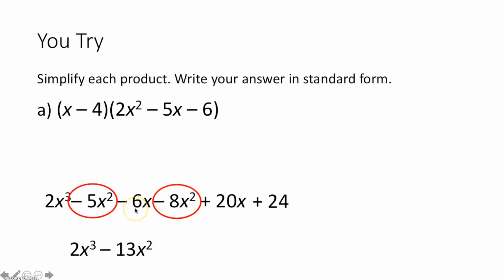The negative 6x, we can combine with the 20x. Negative 6x plus 20x is going to give you positive 14x. The 24 doesn't have a like term, so we just tack that on the end, and you're done.